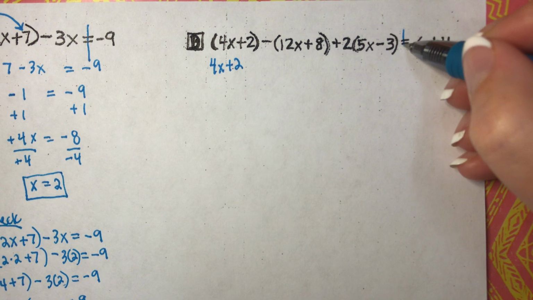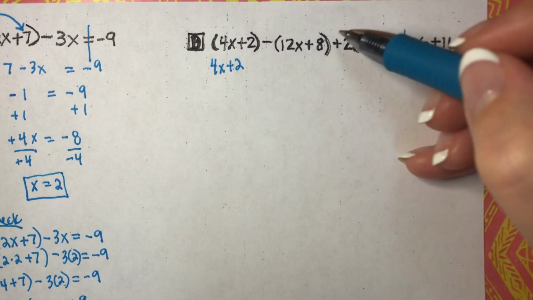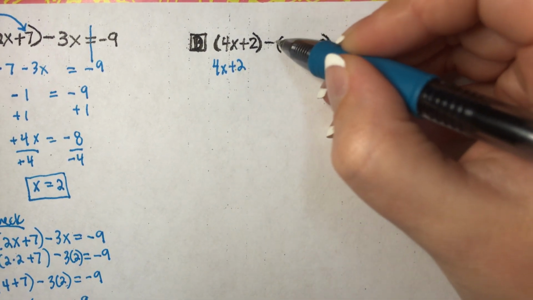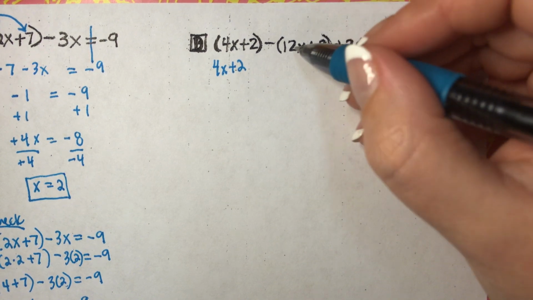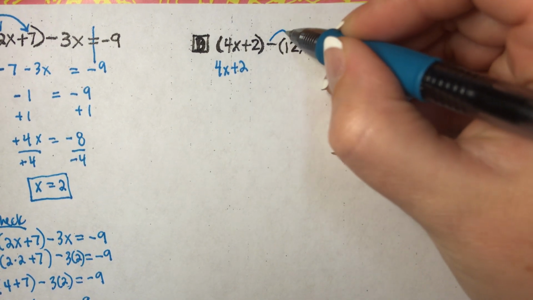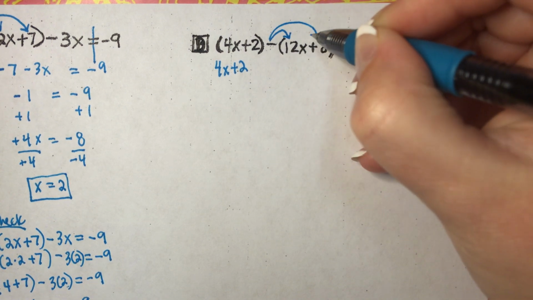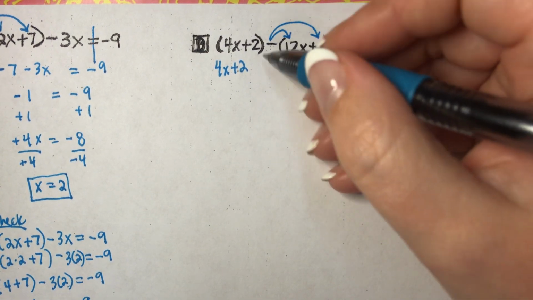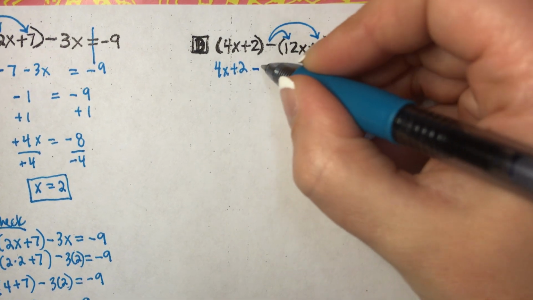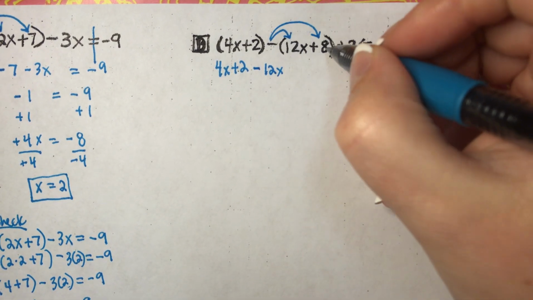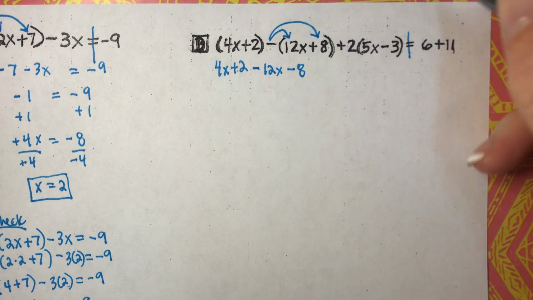First we're just going to simplify each side of the equation. Over here we have a negative on the outside of the parentheses, so we're going to get rid of this negative by distributing it to both things. Did you distribute it to both things in your problem? Negative times 12x is negative 12x. Negative times 8 is negative 8.